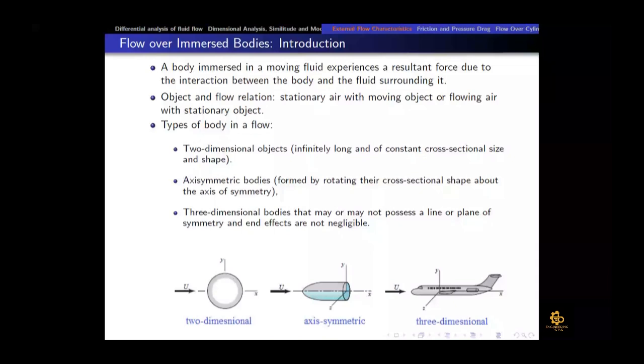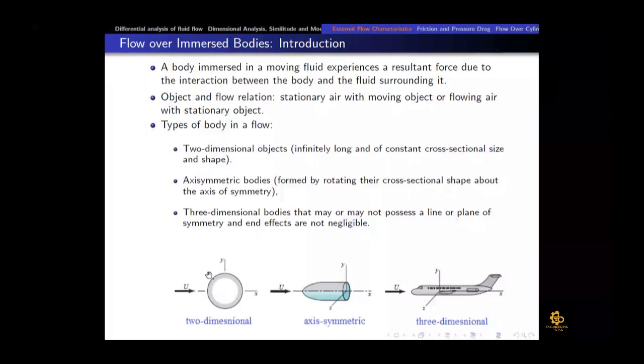Another type of simplification is the axisymmetric body or axisymmetric flow. Here, this is a projectile which is moving in air. If you draw the x-axis, it is symmetrical about its x-axis. So we don't need to do the analysis for the whole projectile. Instead, we can only do the analysis on this half section. For the two-dimensional case as well, we only need to analyze this circular cross section of the cylinder, and it would be applicable for the entire length into the board.